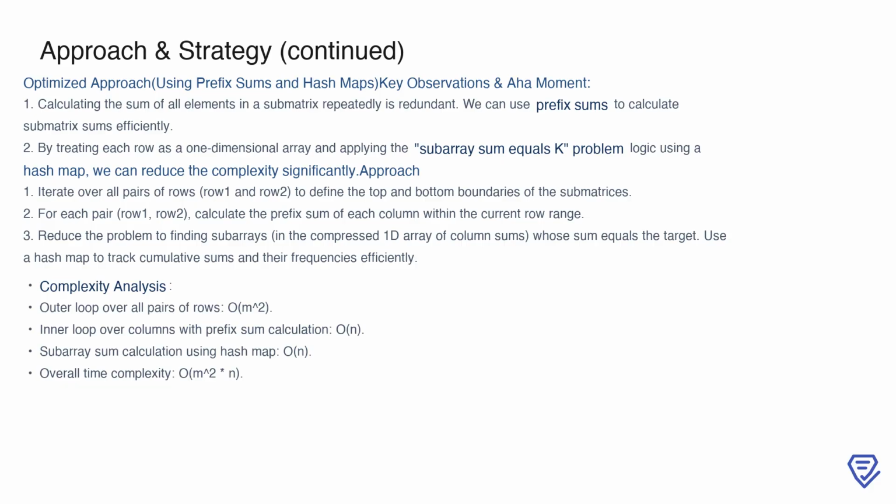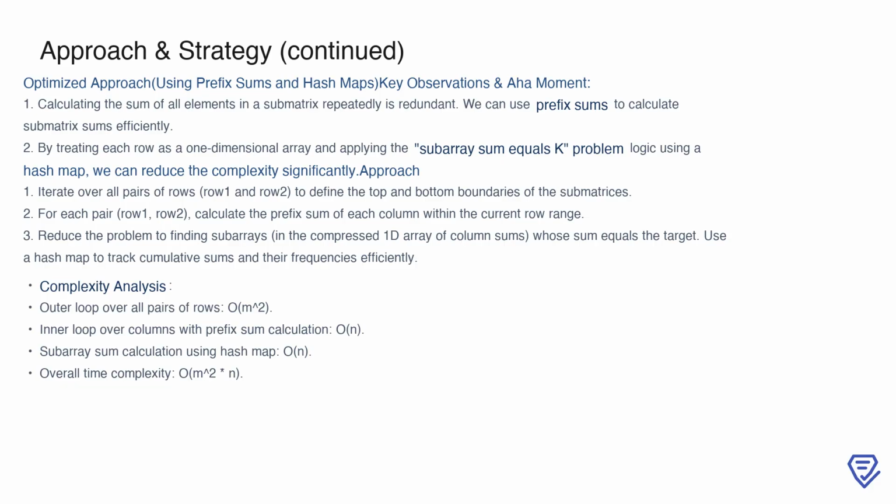Here's the approach. First, we iterate over all pairs of rows to define the top and bottom boundaries of the submatrices. For each row pair, we compute the prefix sum of each column within the current range. This reduces the matrix to a compressed 1D array of column sums. We then use a hash map to track cumulative sums and their frequencies, allowing us to find subarrays that match the target efficiently. The result is a significant reduction in complexity.